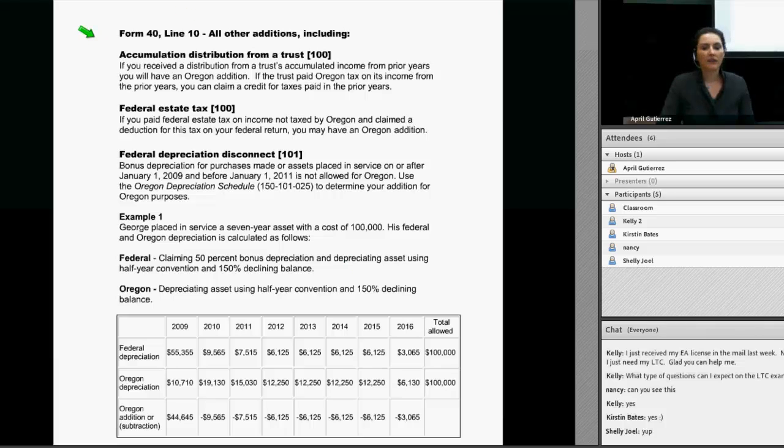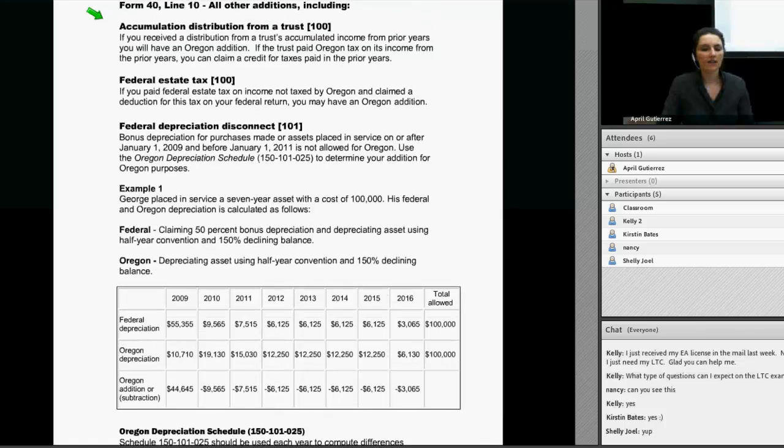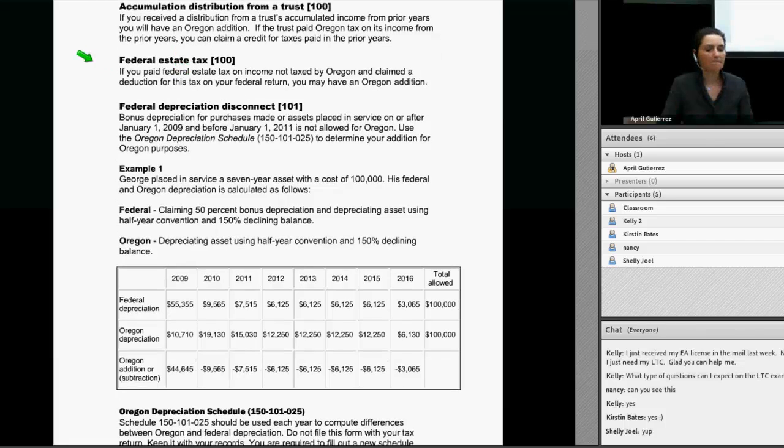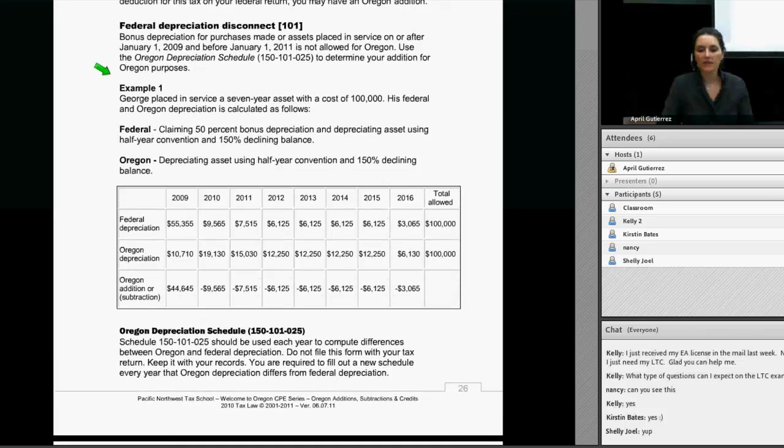So now we move on to line 10 of Form 40, all other additions, including accumulation distribution from a trust, code 100. If you received a distribution from a trust's accumulated income from prior years, you will have an Oregon addition. If the trust paid Oregon tax on its income from the prior years, you can claim a credit for taxes paid in the prior years. Federal estate tax, also code 100, and you will notice that some of these codes are the same. If you paid federal estate tax on income not taxed by Oregon and claimed a deduction for this tax on your federal return, you may have an Oregon addition.